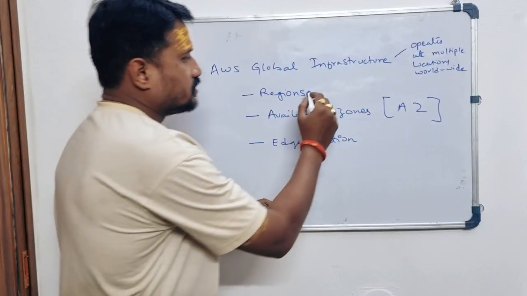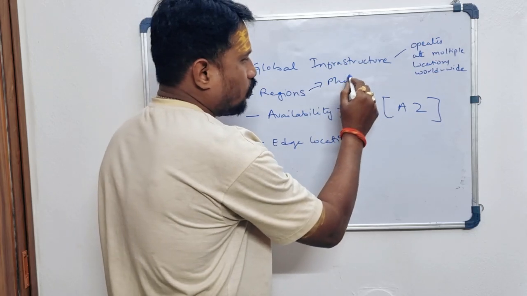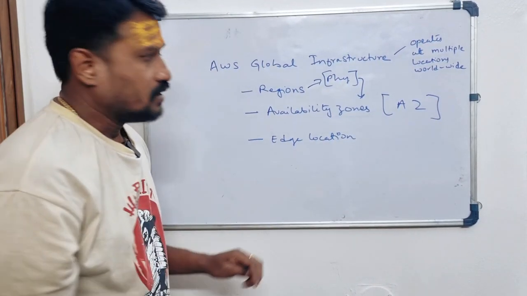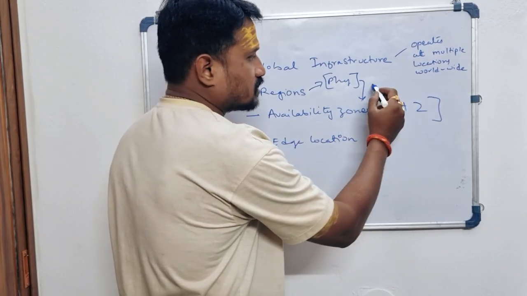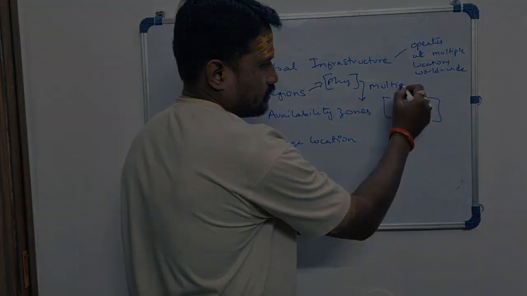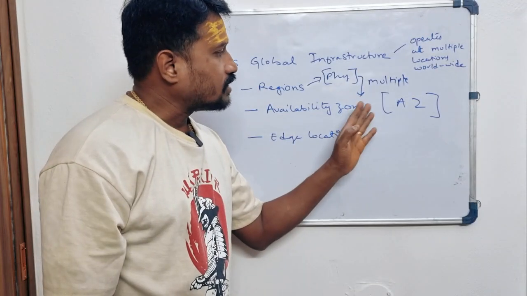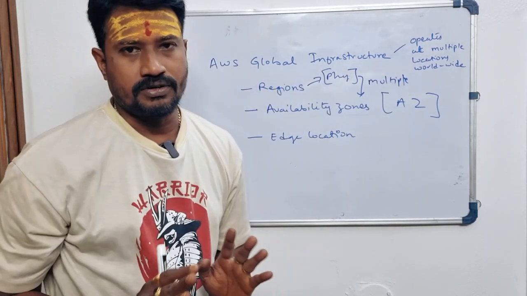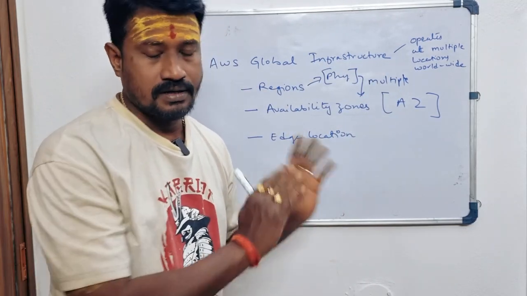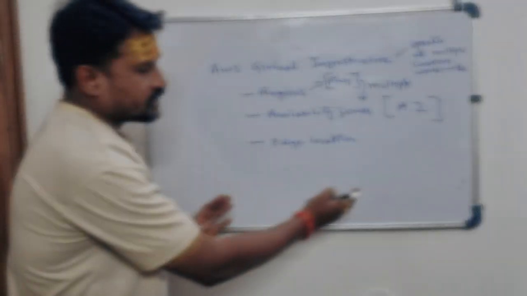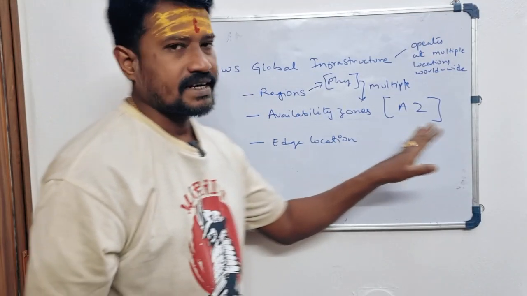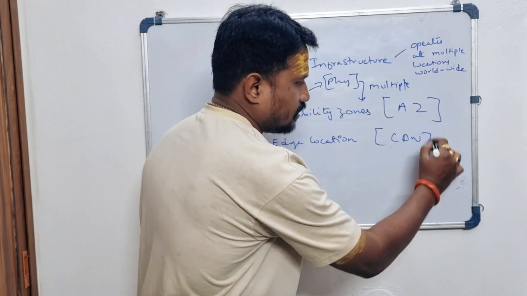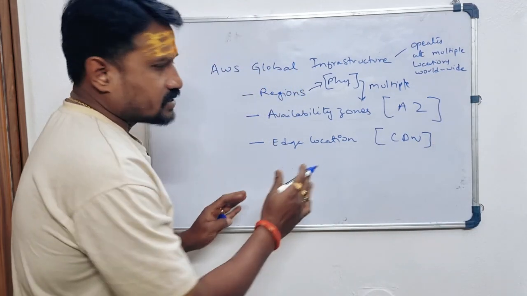Regions are physical locations with availability zones. These availability zones can be multiple in nature. Availability zones are data centers within a region isolated from failures. We will discuss this further, but remember this definition. Edge locations are used for caching contents, for example, CDNs. Okay. So let us try to understand.